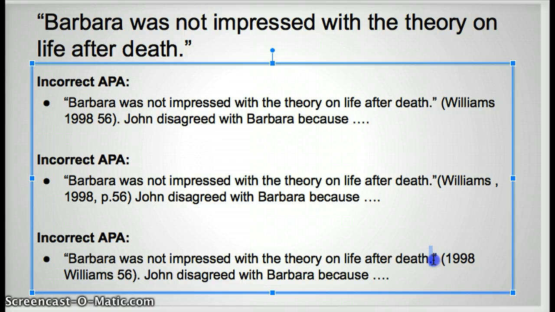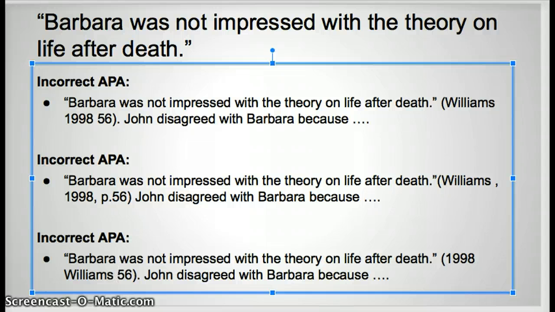And the third example, we have problems again. Death, there's a period after that. That would be incorrect. I don't have commas between the dates and the names, and I put the date first rather than the author's name first. For APA, it always goes author, date, page number. Okay? And of course, there isn't a P before the page number here. So that's a mistake too.